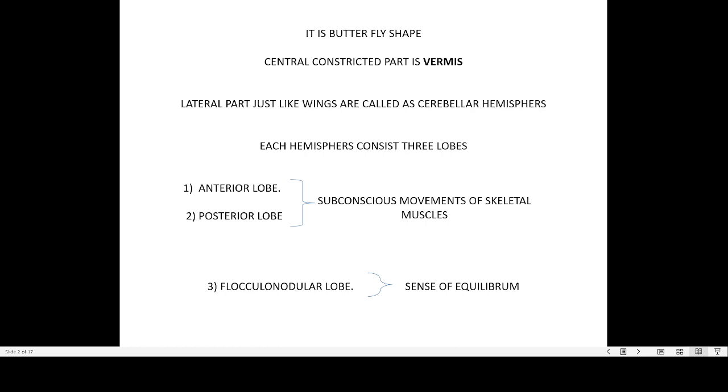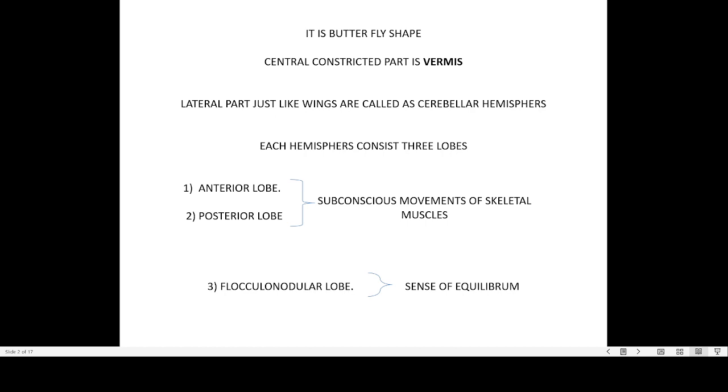The center portion, the body, is usually called the vermis, and on either side the lateral parts, just like the wings of a bird, are called the cerebellar hemispheres. The cerebellar hemispheres are the right and left portions, and the central portion connecting the two hemispheres is called the vermis.